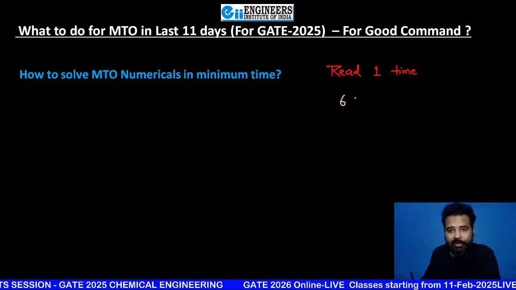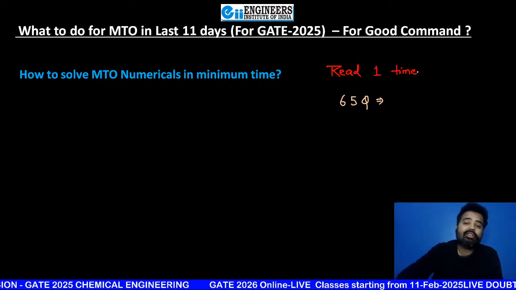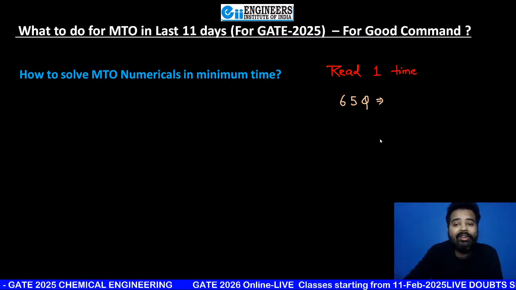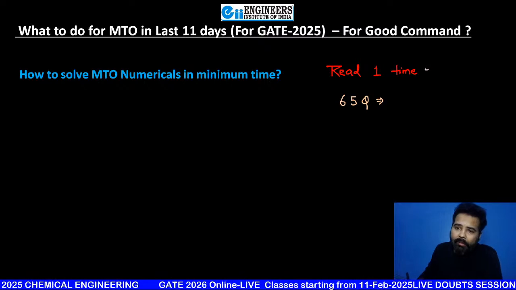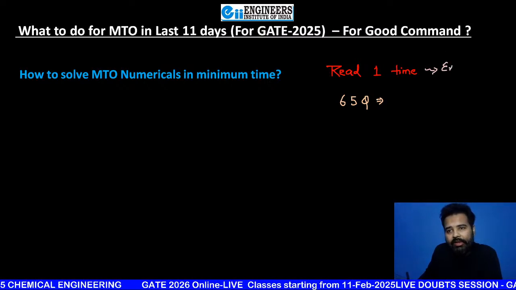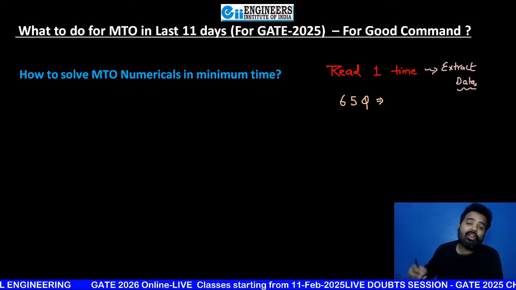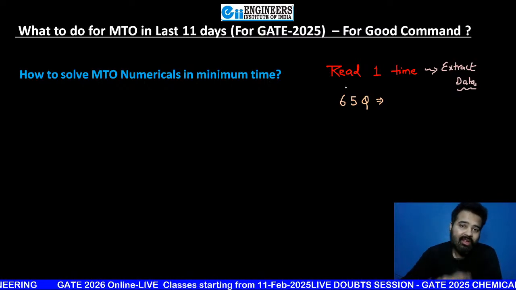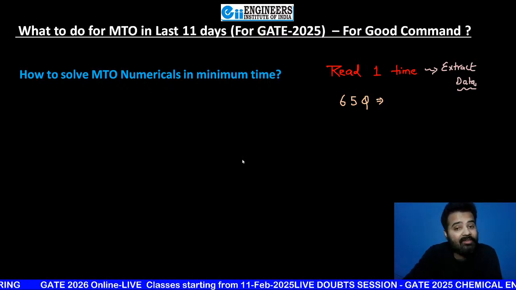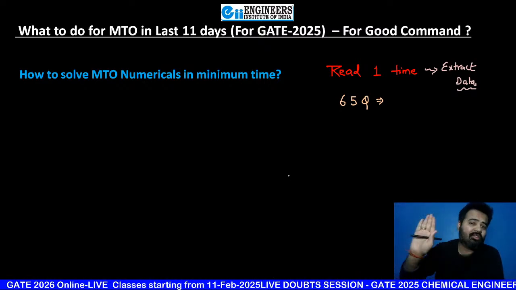65 questions, beta, 65 questions. So read one time means what? Just read one time and extract data of that question in just one attempt. Extract data in such a way that rarely you need to see that numerical again. This suggestion is for all subjects, all numericals, beta.